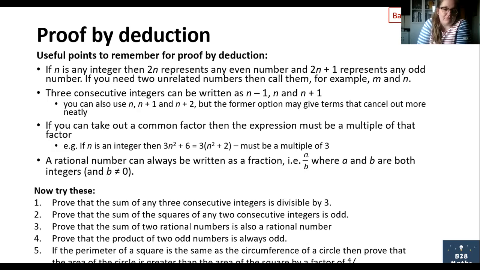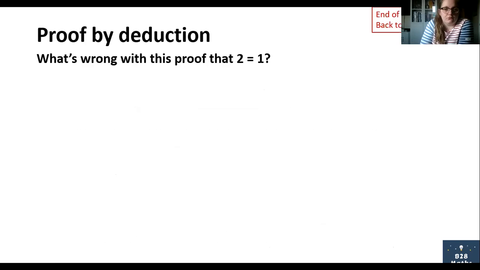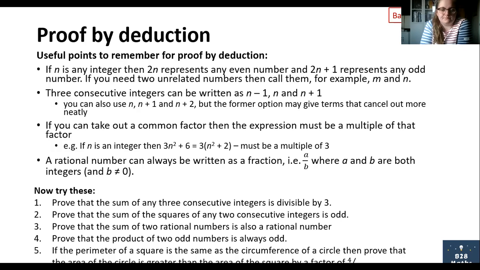And then finally 5, if the perimeter of a square is the same as the circumference of a circle, then prove that the area of the circle is greater than the area of the square by a factor of 4 over pi. I'm not going to go through them now. So pause them, have a go at them, and then if you have any questions about them, let me know, and then next time we do some maths we can go through them. I'm not going to spend the time going through the answers now because we've done lots of examples of answers. These are some for you to just have a go at by yourself.